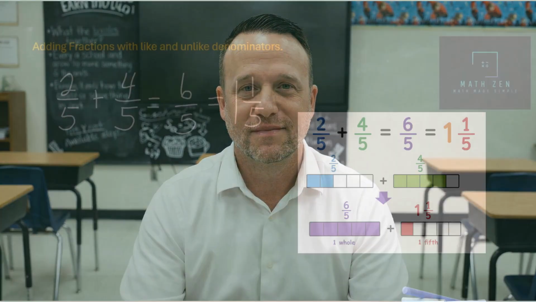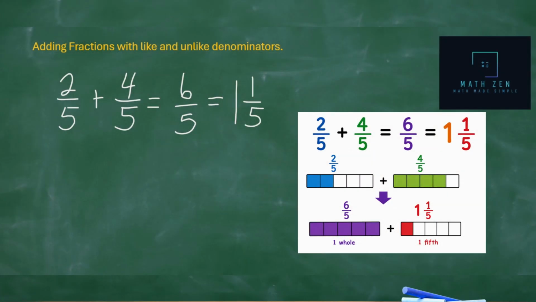In today's video, we are going to explore adding fractions when they have like and unlike denominators. Let's dive in. Alrighty, on this first screen, we are going to start exploring how to add and subtract fractions with like and unlike denominators. So if you look at this first example here, you can see that 2/5 and 4/5 already have the same denominator. When that's the case, it really doesn't get much easier.